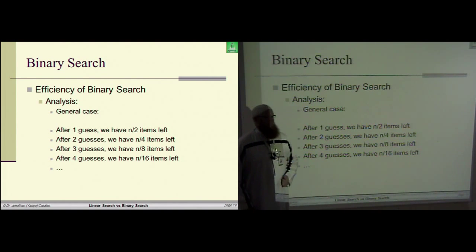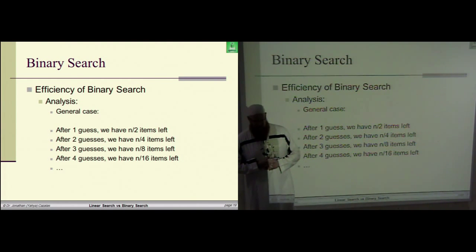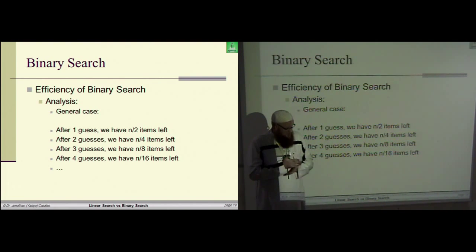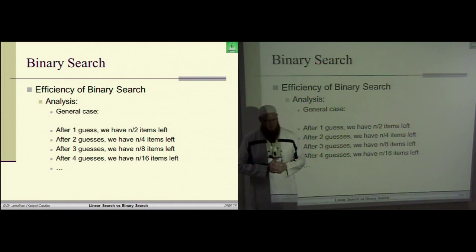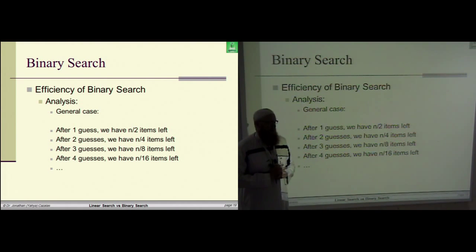Let's see who's like a genius. I'm going to pick someone. Who follows me? After 7 guesses, we have n over 2 to the 7 items left. Okay. After 20 guesses, how many items left? n over 2 to the power 20 items left. Yes, that's correct. Then, after k guesses, how many items left?